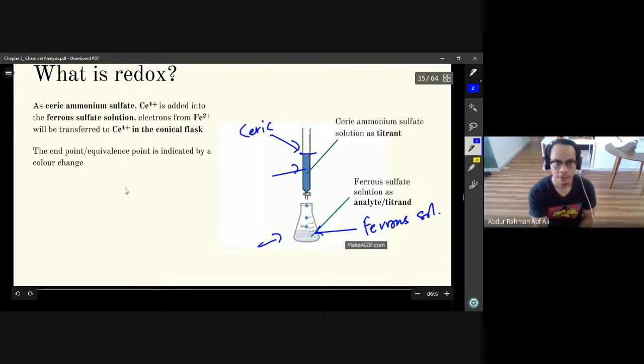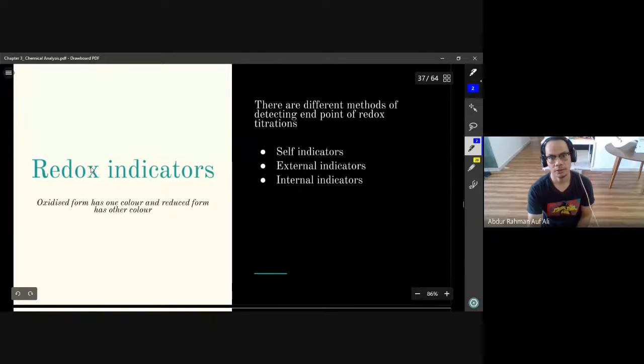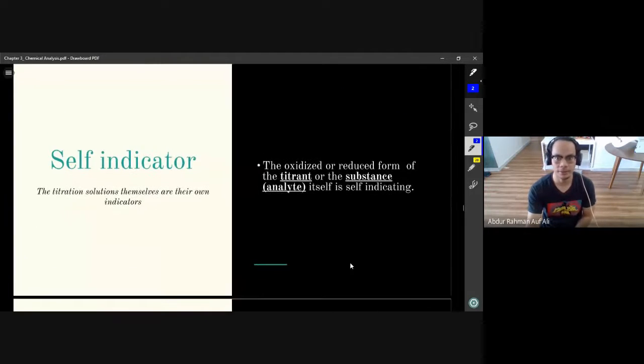Okay, so we will stop the titration just like acid base titration. We refer to the end point and also the equivalence point by a color change, just like acid and base. So how does this color change work? It's a bit different from acid and base. We have 3 types in redox titration. We have self-indicator, external indicator, and internal indicator. Okay, so the first one is self-indicator. So what is self-indicator? Just like the name implies, we do not need to add any other solution.